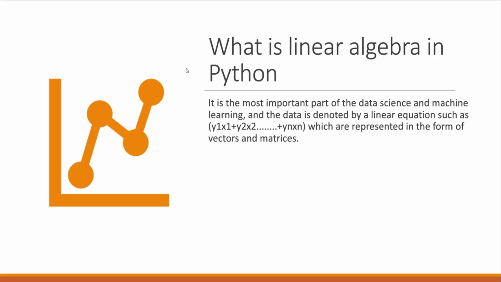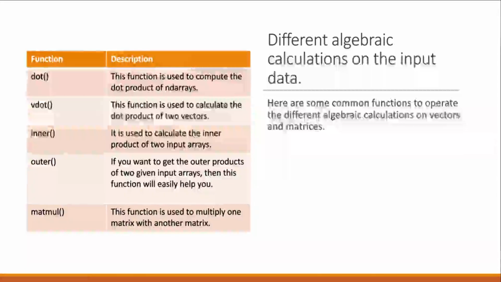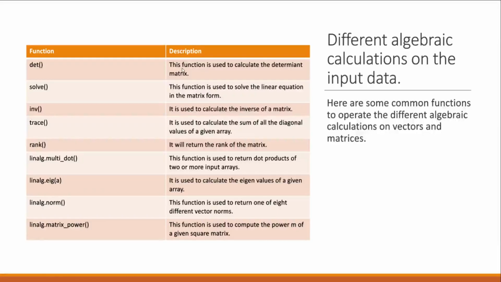Now we will discuss what is a linear equation. Basically a linear equation is a straight line that we have mentioned in. So it is a collection of two or more equations which contain the same variable. So this is the system of linear equations, and the goal of solving these equations is to find out the values of unknown variables. So these are the common functions to operate different algebraic calculations on vectors and matrices. Now let us briefly understand these functions on NumPy arrays.